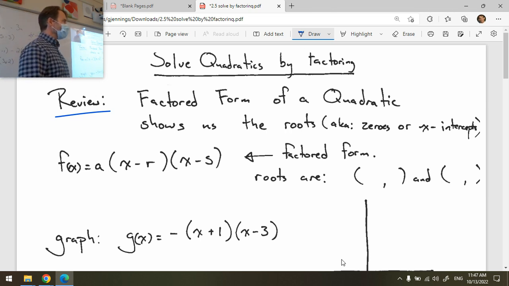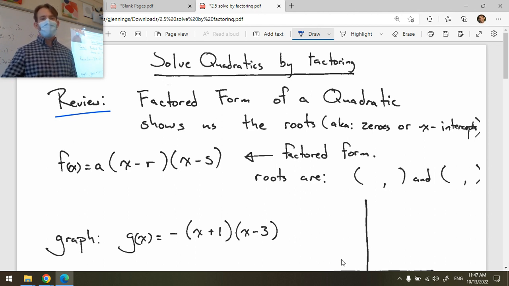Welcome to lesson 2.5, solving quadratics by factoring. So if this is something you already know how to do, keep your side conversations a little quiet so that the others who don't know how to do this yet can learn.